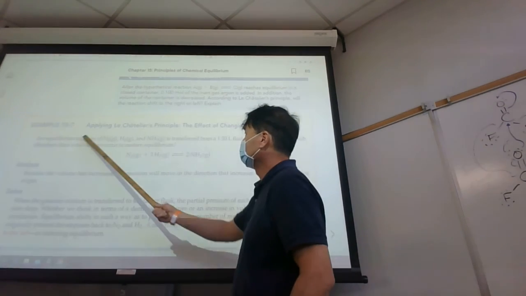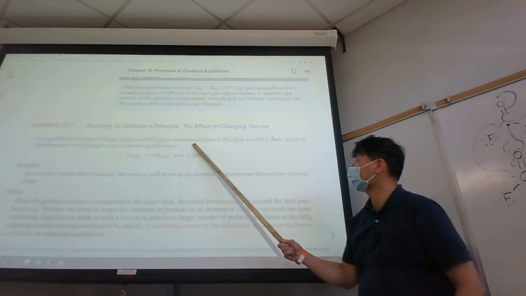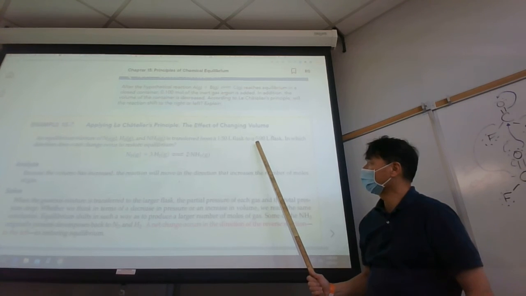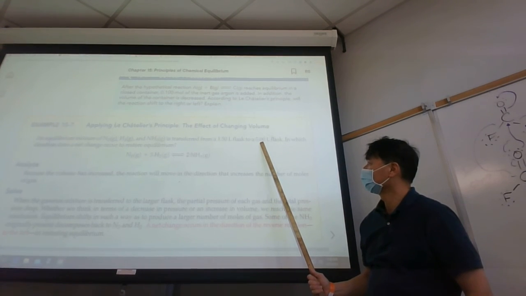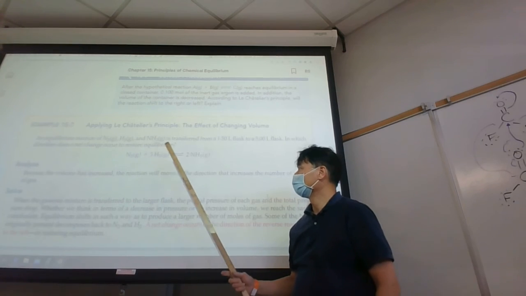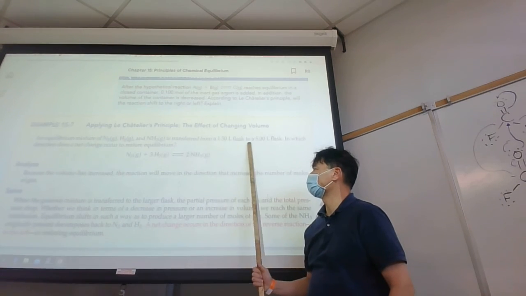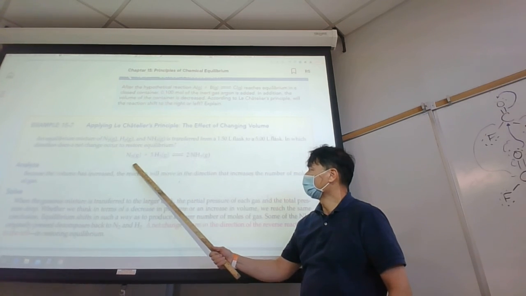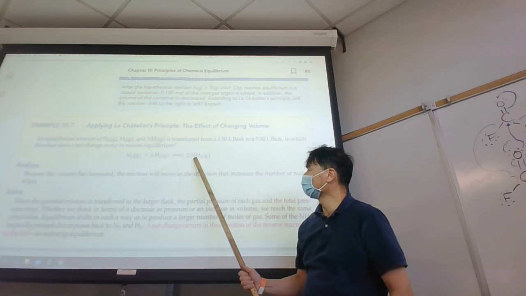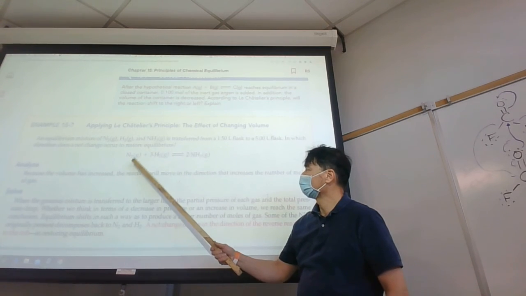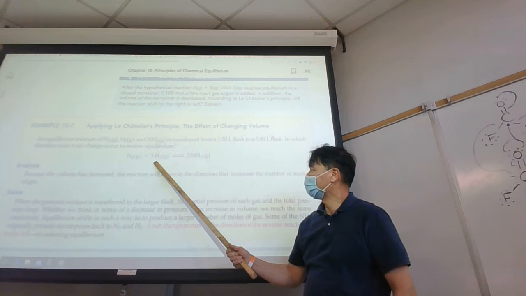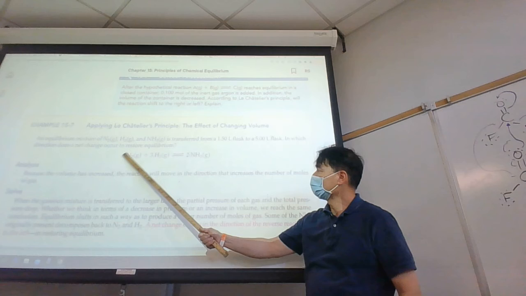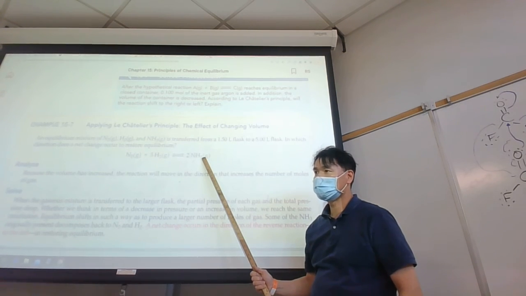Let's look at it here. An equilibrium mixture of N2, H2, and NH3 is transferred from 1.5 liters. So we're going from 1.5 liters to 5 liters. So we're increasing the volume. In which direction does the net change occur to restore equilibrium? So the first thing is it upsets the equilibrium here. But when we look at this, it is a redox reaction here, forming ammonia. Which side has more moles of gas? Which side has fewer moles of gas? Over here we have 4 moles of gas. Over here we have 2 moles of gas.